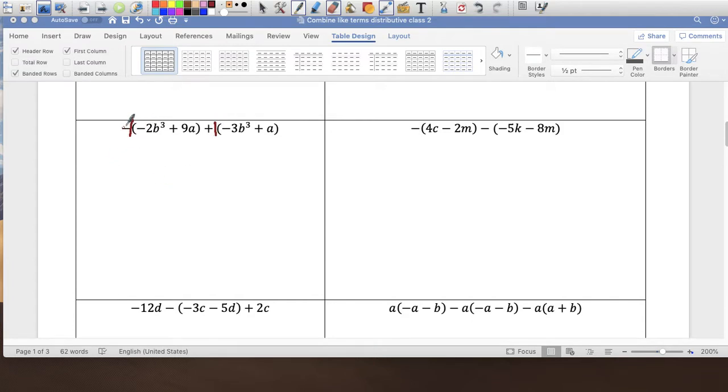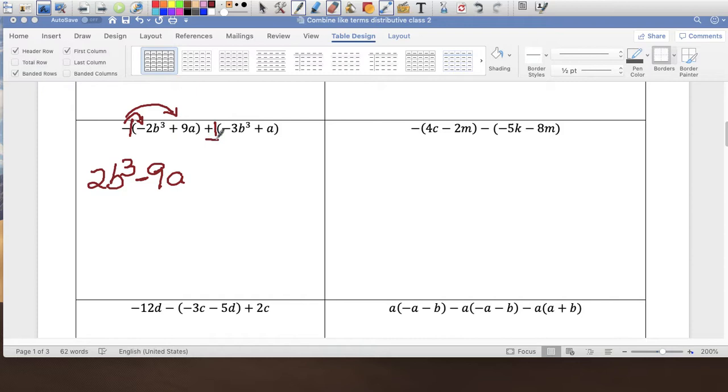So this negative is going to change those two. When the terms inside the parentheses come out, whatever is negative becomes positive, and whatever is positive becomes negative. So it comes out like this. It becomes 2b cubed minus 9a. Negative and a negative is a positive, and negative and a positive is a negative. And that's how it comes out.